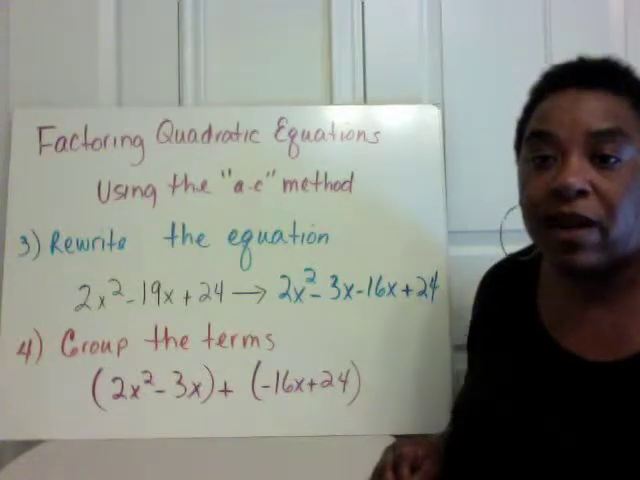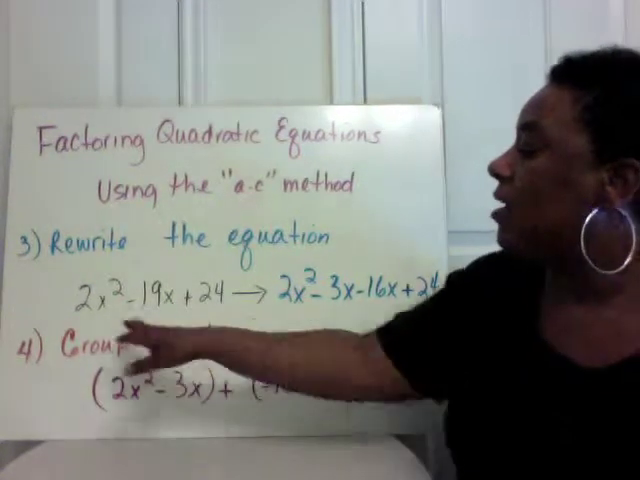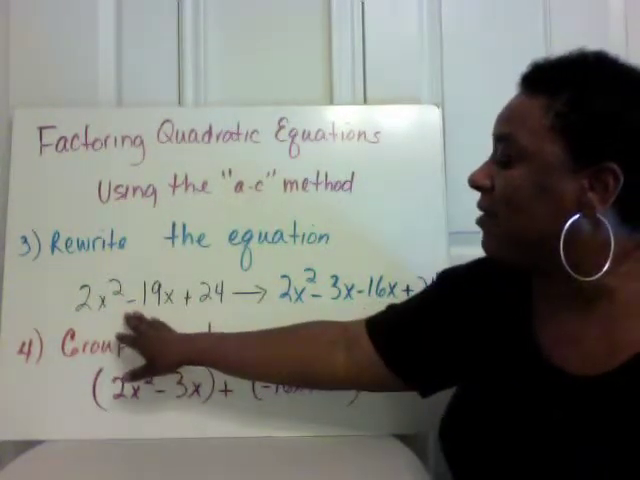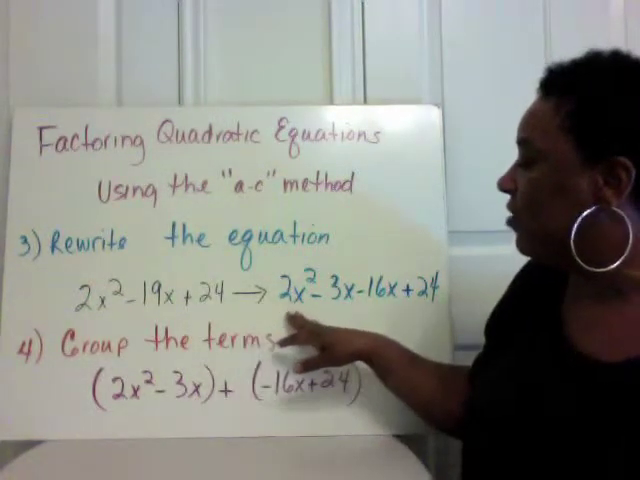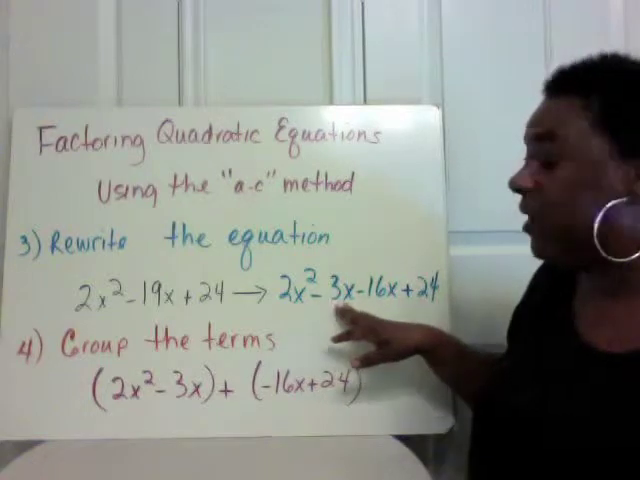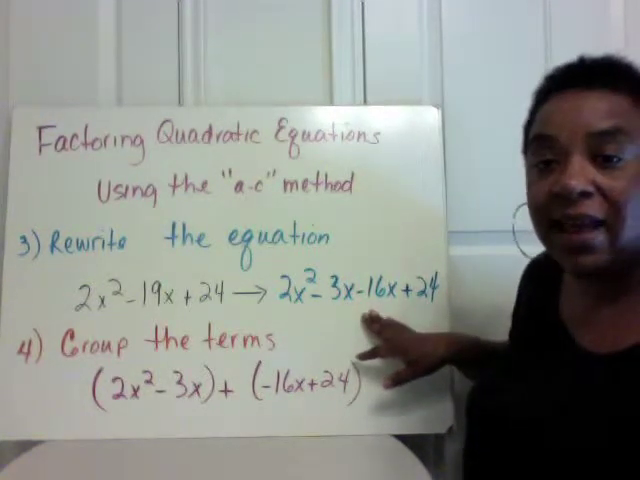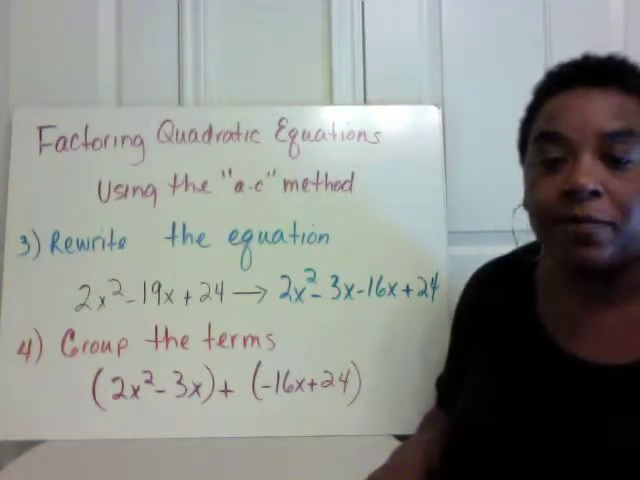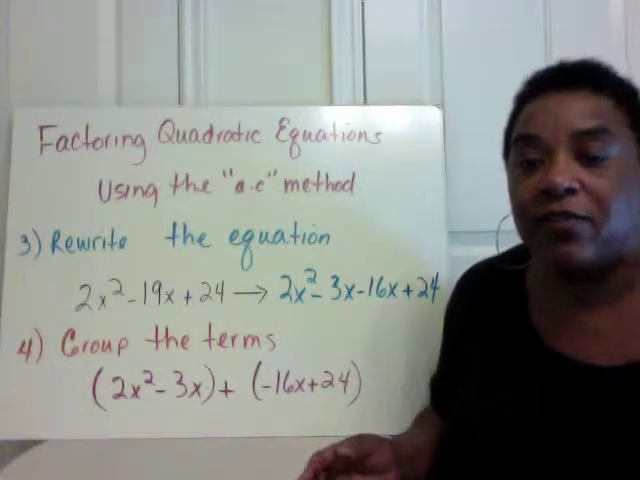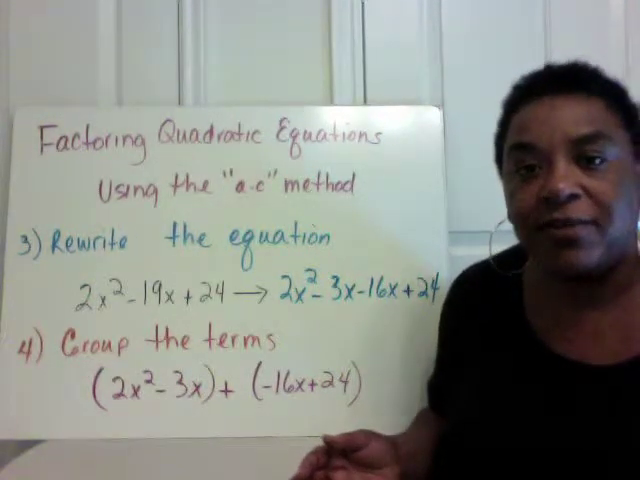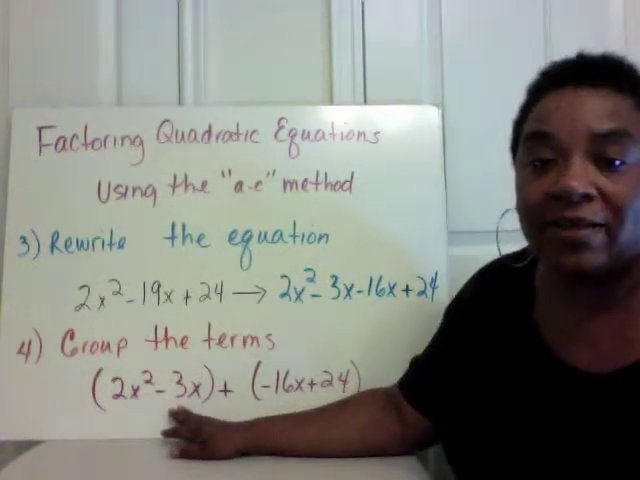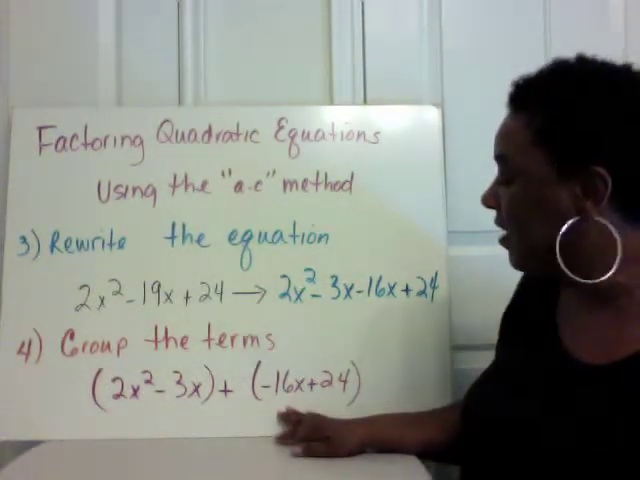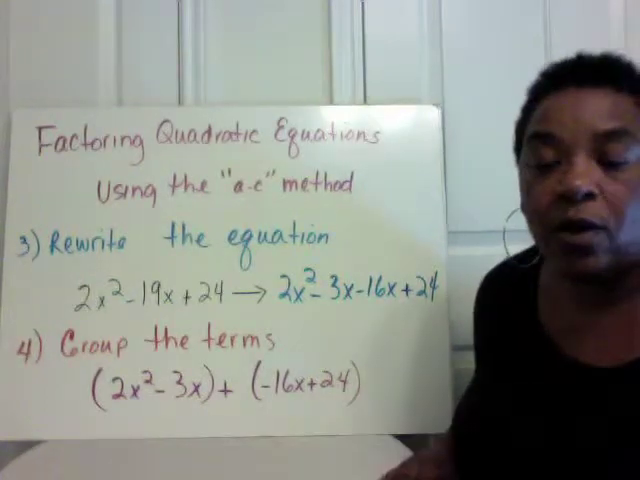And now we can rewrite our equation. 2x squared minus 19x plus 24 can be rewritten as 2x squared minus 3x minus 16x plus 24. Now we'll group the first two terms together and the last two terms together. So we have 2x squared minus 3x grouped together and negative 16x plus 24 grouped together.